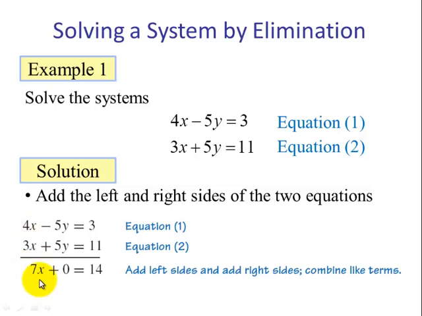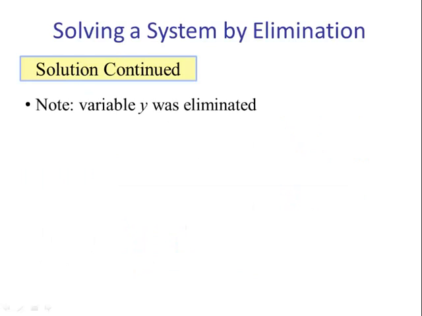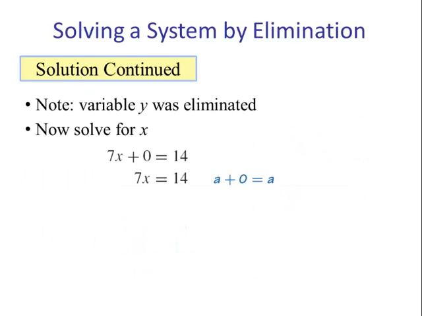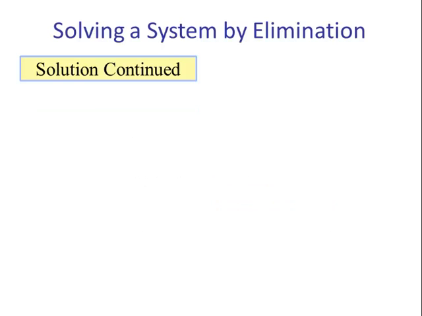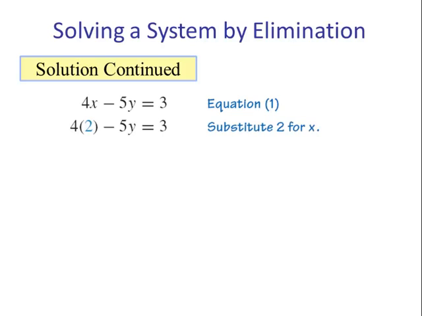So we would have 7x plus 0, because the y's would cancel, equals 14. So we have an equation that only has one variable, x. And if we solve for x, we see that x is equal to 2. If we substitute 2 in for x for either of the original equations, we can find y. So if we use the first equation, we have 4 times 2 minus 5y equals 3. So this equation only has one variable, therefore we can solve it.